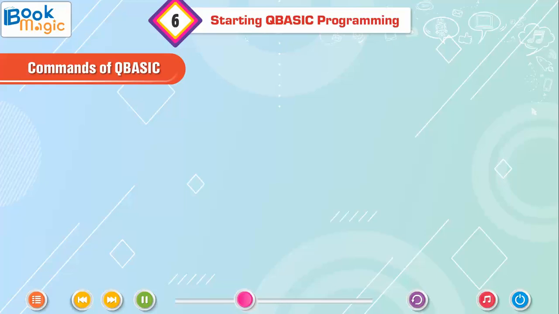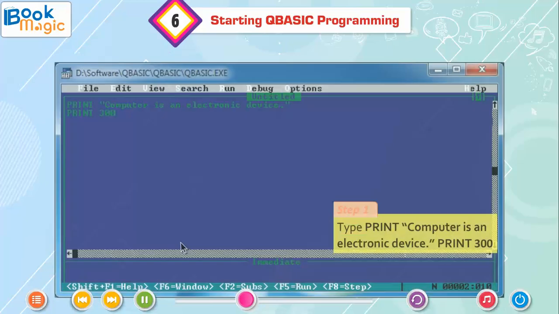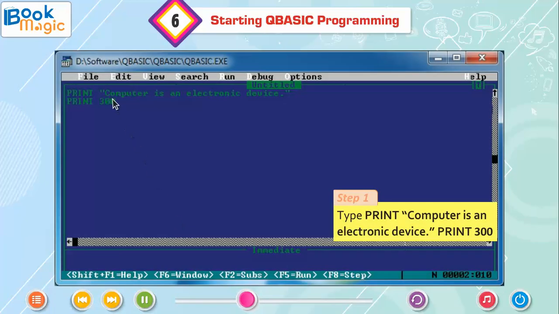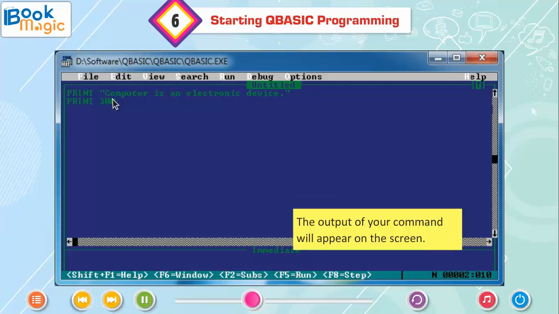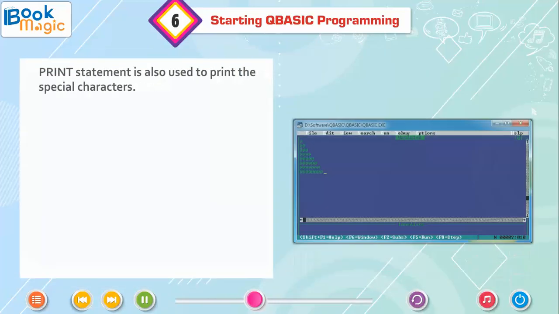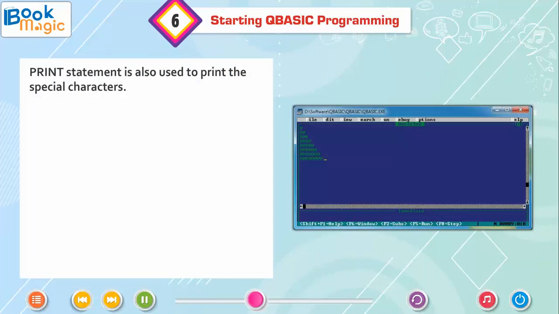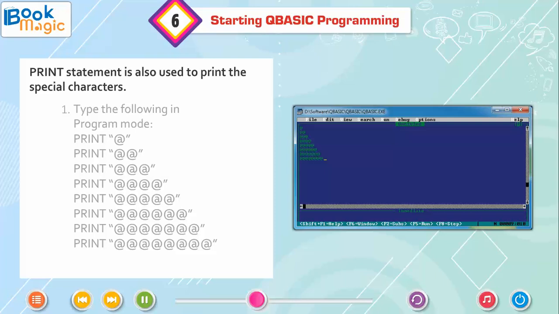Commands of QBasic. Print. Step 1. Type print in double quotes, "Computer is an electronic device". Print 300. Step 2. Press F5 key from the keyboard. The output of your command will appear on the screen. Print statement is also used to print the special characters.